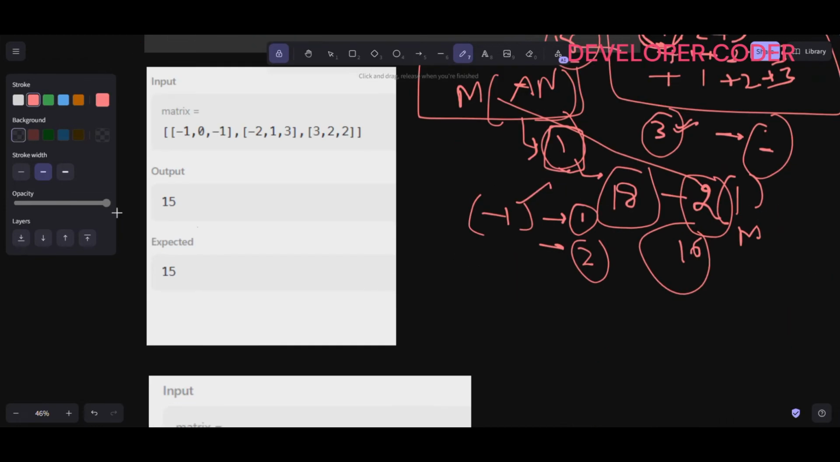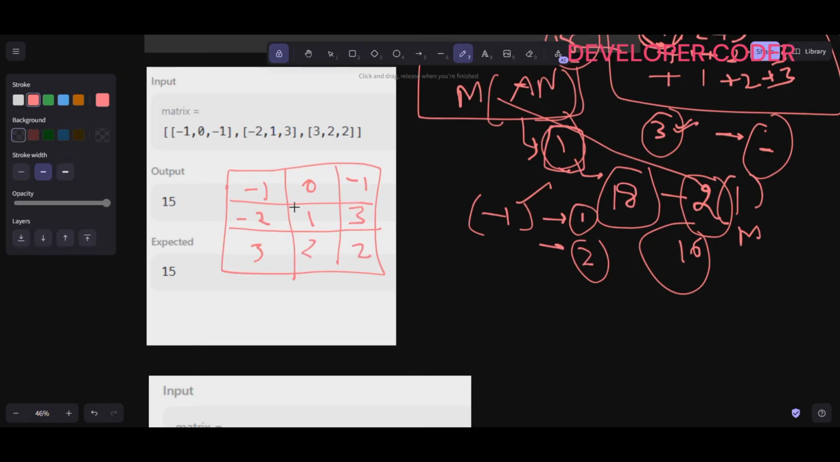Now see this example. Let me draw the matrix. Now you are going to tell me the answer of this one. Minus 1, 0, minus 1, minus 2, 1, 3, 3, 2, 2. So how many negative numbers are there? Three negative numbers are there.